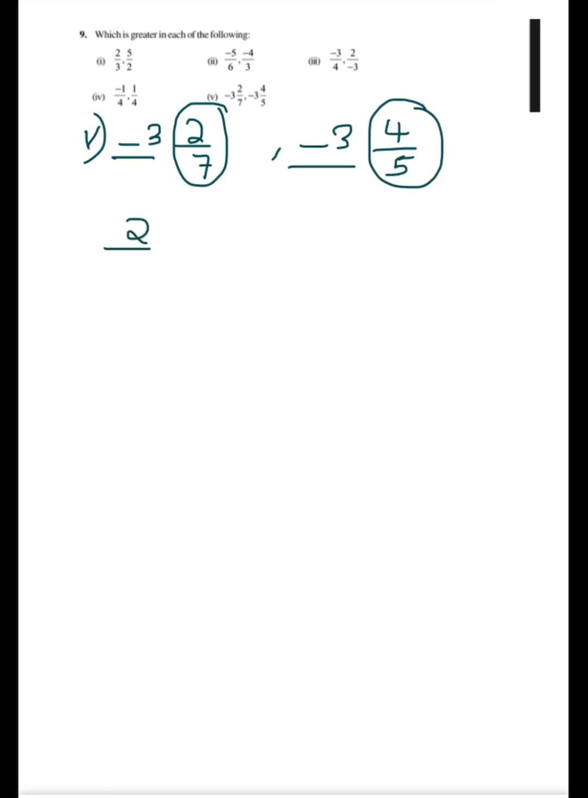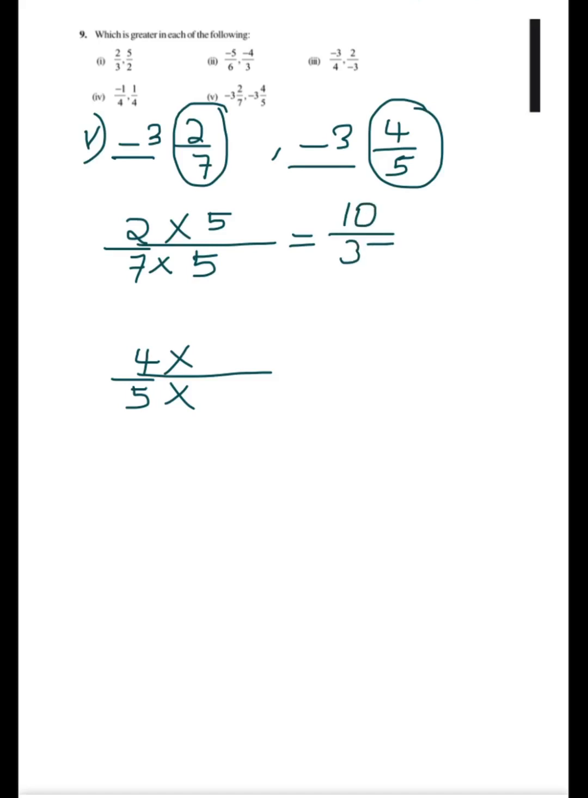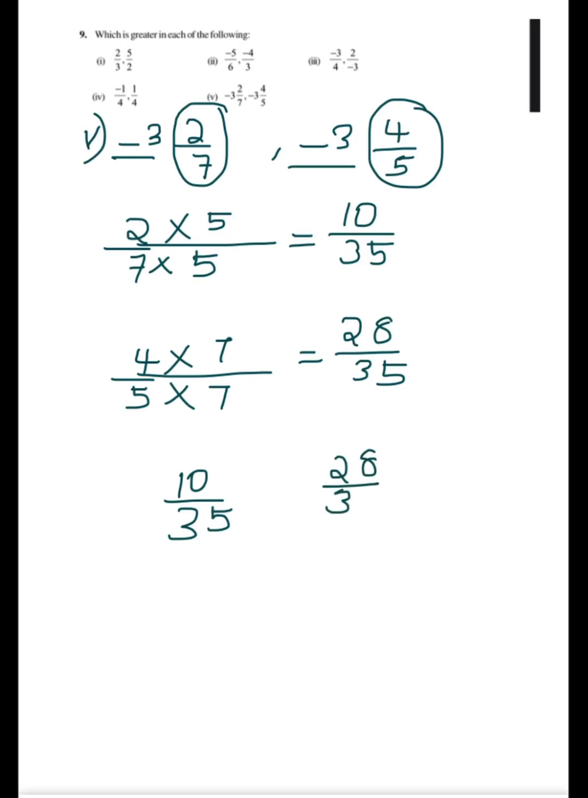That is, the first number is 2 by 7, so you have to make the denominators the same, 2 by 7 and 4 by 5. How will you make their denominators the same? You have to multiply with the denominator of the second, which is 5. So you will get 10 by 35. Now what about the second? It's 4 by 5. So you have to multiply with the denominator of the first. So you will get 28 by 35. Okay. Now you know that of 10 by 35 and 28 by 35, 28 by 35 is greater.